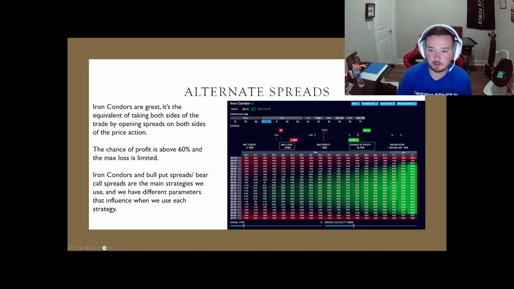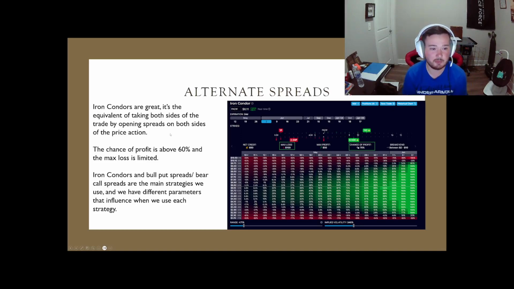There's another kind of alternate spread called the iron condor. Iron condors are essentially when you open a bull put spread on the low side of the stock, and you open a bear call spread on the high side of the stock, and you essentially trap the stock between the short put and the short call. As long as the stock stays between these two, you make money, and both options expire worthless, and you basically keep the premium.